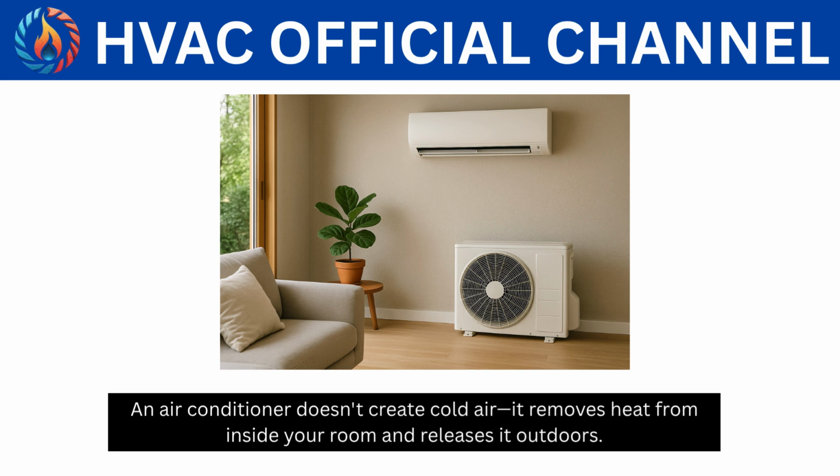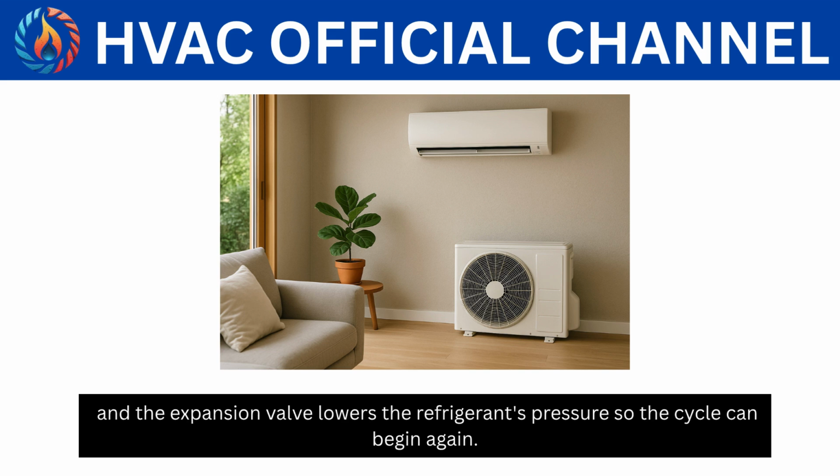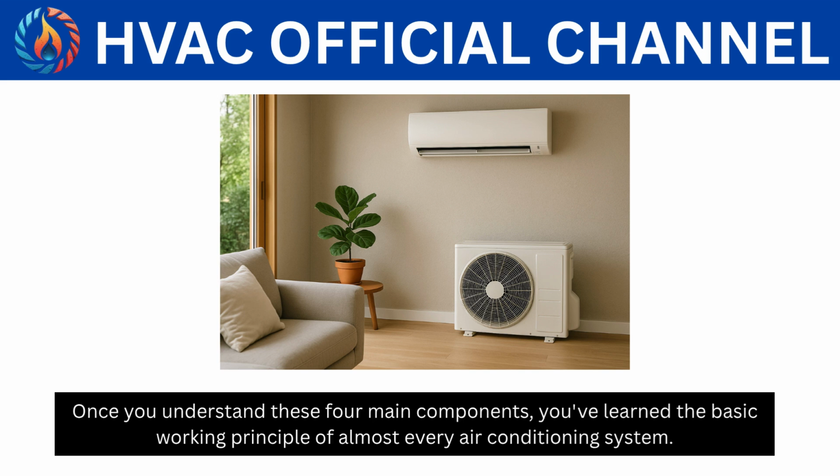Conclusion. An air conditioner doesn't create cold air. It removes heat from inside your room and releases it outdoors. The evaporator absorbs heat. The compressor pumps the refrigerant. The condenser releases heat outside. And the expansion valve lowers the refrigerant's pressure so the cycle can begin again. Once you understand these four main components, you've learned the basic working principle of almost every air conditioning system.